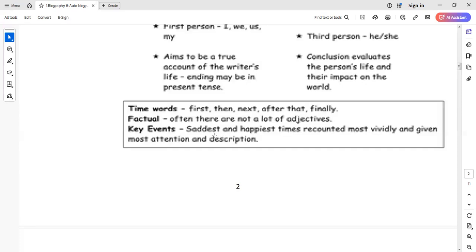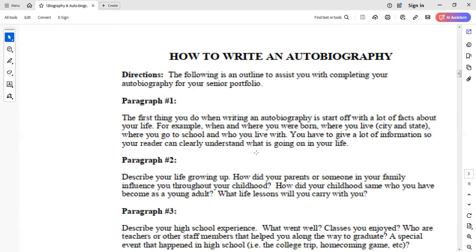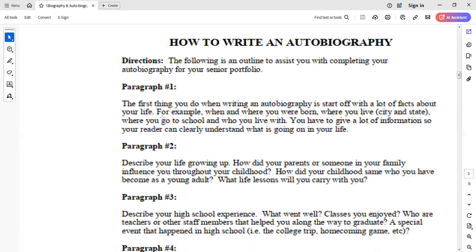So you select points or ages or keys or dates. So sometimes you can say the saddest or the happiest time recounted most vividly and given the most attention and description. Now, the structure is important in your writing.